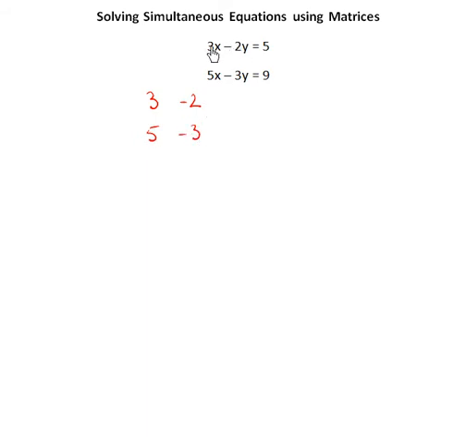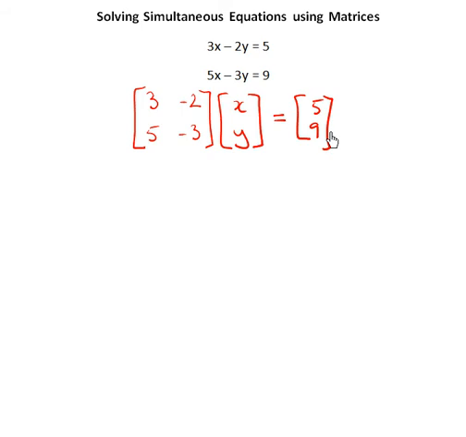Essentially, the element next to the x goes into the top left. The element next to the y, -2, goes in the top right. The other element next to x, or the coefficient of x, 5, goes in the bottom left, and the coefficient of y, -3, goes in the bottom right. That's your matrix A. Your second matrix will be the x, y matrix, which equals the 5, 9 matrix.